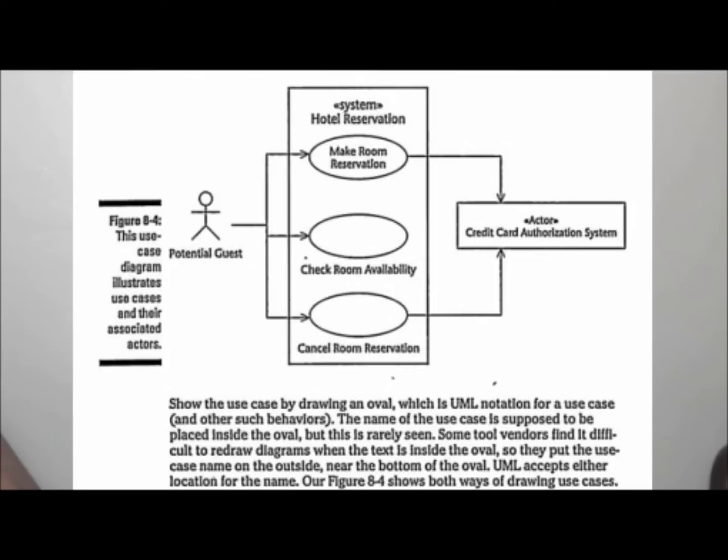But there's plenty of tools that don't do that because that's actually quite difficult to pull off. If you change the size of the oval, it usually screws the words up if you've ever tried to do this in Word or PowerPoint. So a lot of times the tool will just put it underneath the oval. Since we're not going to use a tool and you're going to be doing this in pen and pencil, let's get UML right and let's put the label for the use case inside the oval.